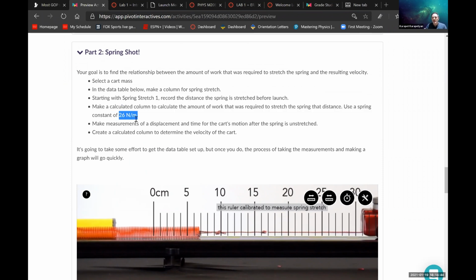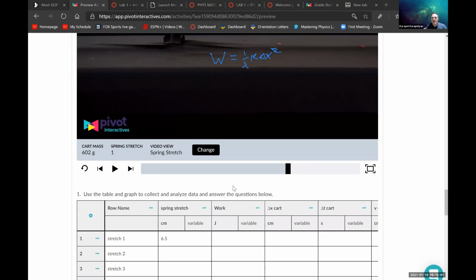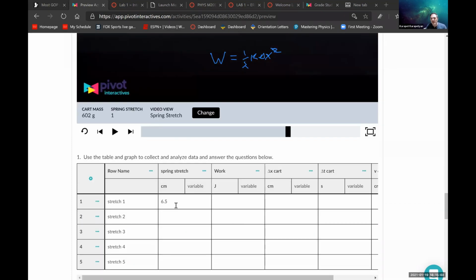Because remember, to calculate the work done by the spring force, it's 1/2 K times delta X squared. And delta X is the stretch distance. That means in this case, if the stretch distance is 6.5 centimeters, then you can calculate the work done.